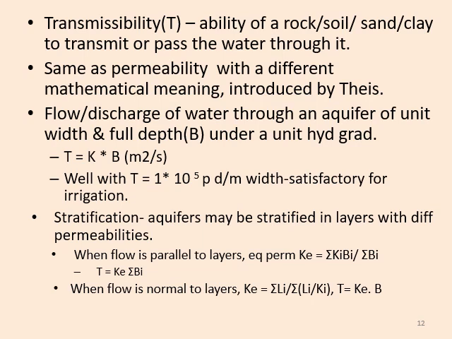But when the flow is normal to the layers, meaning the flow is vertical to the different aquifer layers where the permeabilities are different, equivalent permeability Ke will be equal to summation of Li, the length, divided by summation of Li by Ki, and in that case transmissibility will be Ke into total full depth B. Here we are not considering different layer depths; we are considering different lengths of flow, different lengths of the layers, not depth.